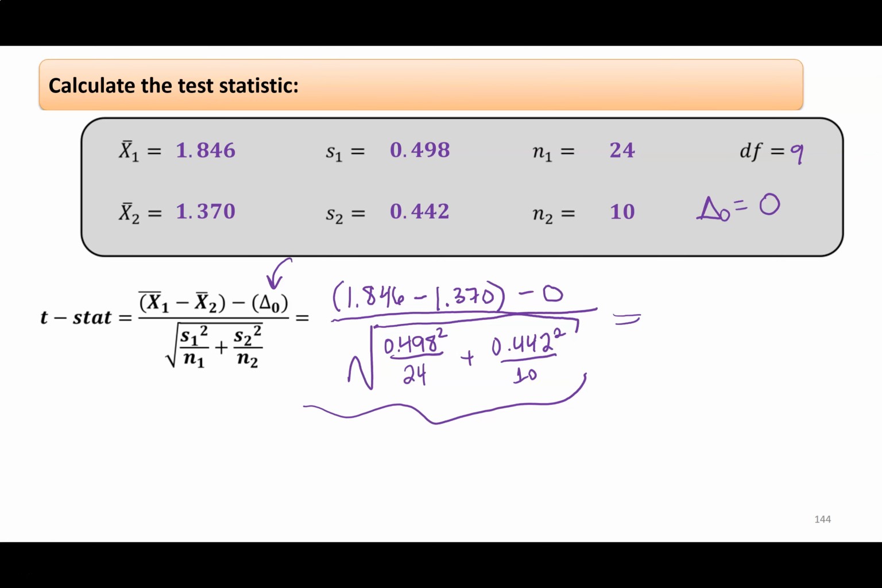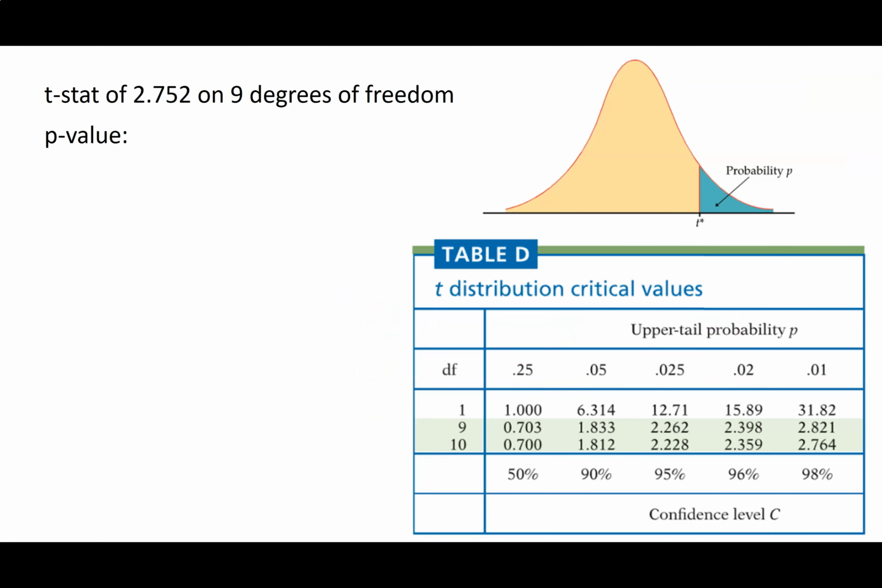And so then plugging in, something like 2.752. I think it depends on what you have in your thousandths place. It kind of depends on the rounding you use throughout the calculation. But either way, my statistic is 2.75-ish with degrees of freedom 9. So I have a t statistic of 2.752 on 9 degrees of freedom.